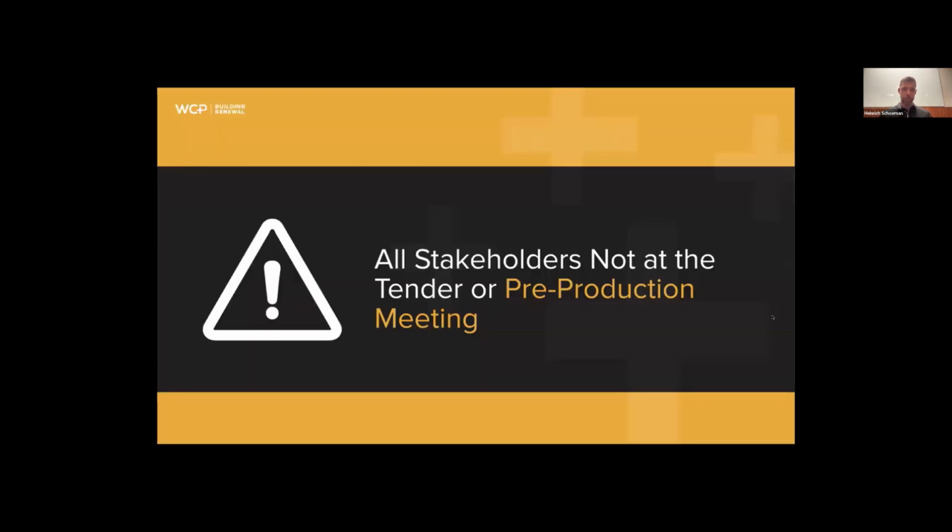Look at that. All big and bold. All stakeholders not at the tender or pre-production meeting. Okay. Why is that an issue, or why could that be an issue, right? Kind of spoke to it previously. You don't bring all the people together and aligned. What happens? Misaligned communication. Somebody comes in after the fact and starts asking questions that didn't get addressed previously, and everything grinds to a halt.